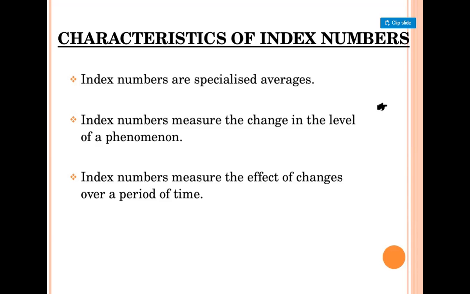Index numbers measure the effect of changes over a period of time. So compared to last month to present month, last week to present week, last year to present year, you observe a lot of changes happening due to the effect of different factors.